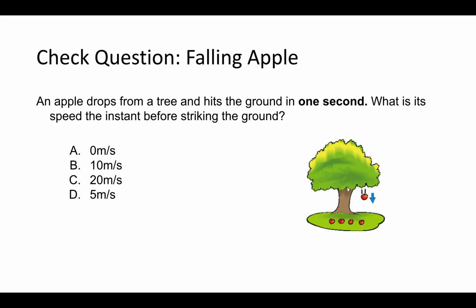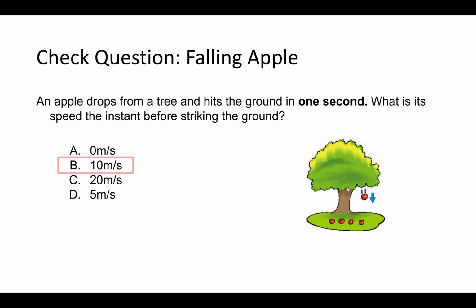All right, very good. Let's do a quick check question. So on Edpuzzle, go ahead and answer A, B, C, or D, what you think the answer to this question is. An apple drops from a tree and strikes the ground in 1 second. What's its speed the instant before it strikes the ground? So right before it's struck the ground, what is its speed after 1 second? All right, so go ahead and answer that, knowing that it starts at rest, starts at a speed of 0.